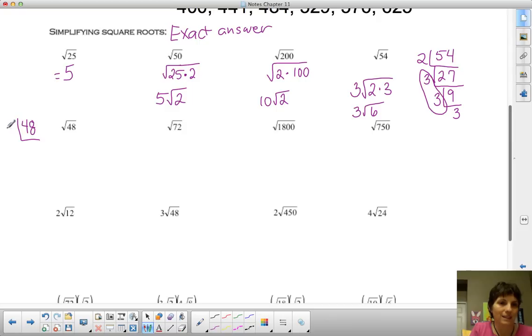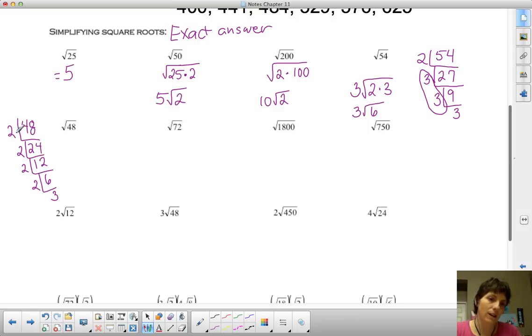So 48 is divisible by 2. It's 2 times 24. Then we can divide by 2 again. Remember, these numbers aren't just numbers, they're prime numbers, right? They only have a factor of 1 and itself. 2 times 12. 12 is 2 times 6. And 6 is 2 times 3.